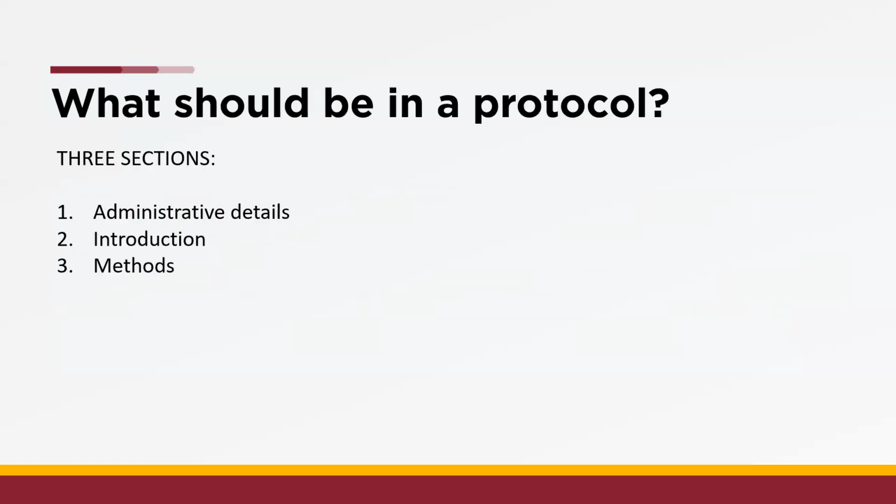Okay, so now that I've given you the whole spiel on why, what is it? What should be in it? And generally, you're going to want 3 sections: administrative details, an introduction, and a methods section. And so these are not terribly long documents, like a page, maybe 2. The writing of them shouldn't be that much work.